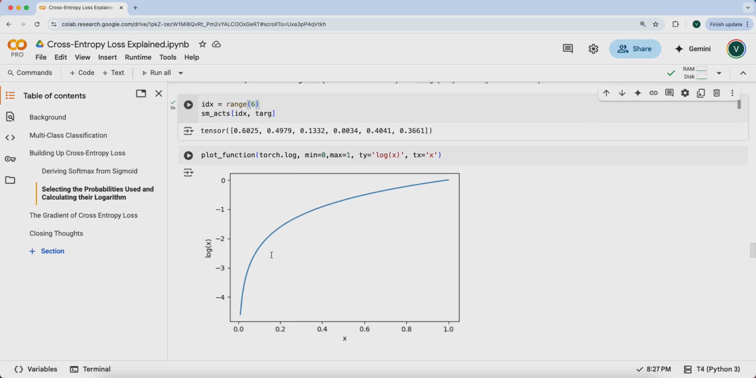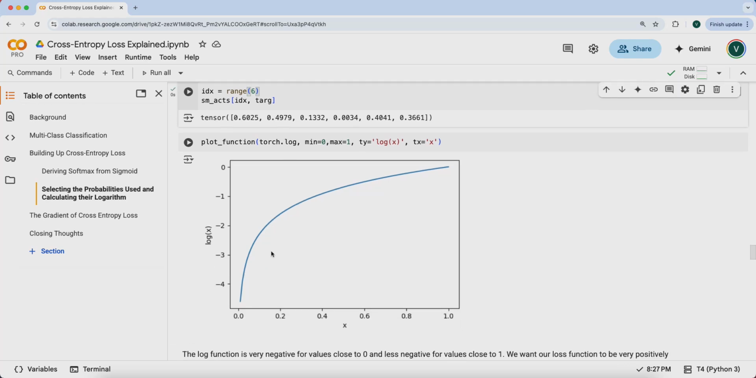So why is the logarithm suitable for our situation? Let's first print out torch.log as a function. As x is very close to 0, the logarithm of that value goes down to negative infinity. As x gets closer to 1, the logarithm of that value goes up to 0.